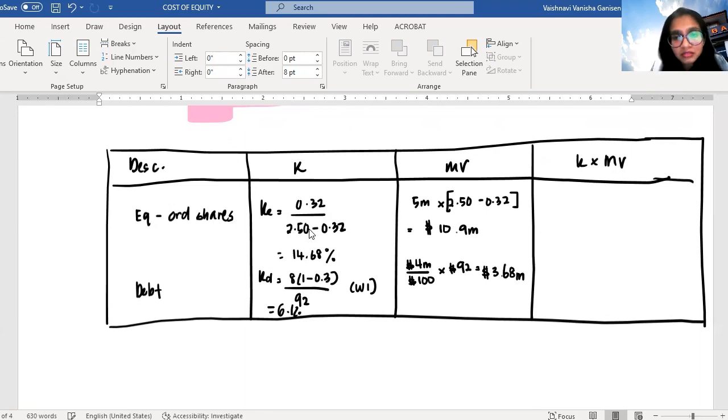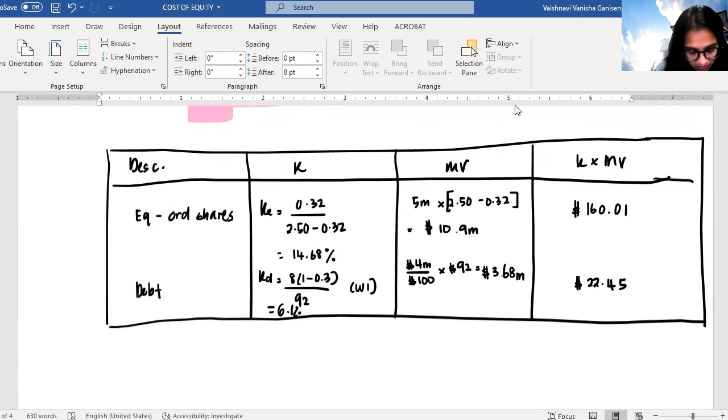That gives 3.68 million. Okay. Now guys, remember I told you, if you use percentage, you multiply by percentage. If you use decimal, you multiply by decimal. So I'm going to take 3.68 multiplied by 6.1. Here is 22.45. Here will be 10.9 multiplied by 14.68. So this is 160.01.